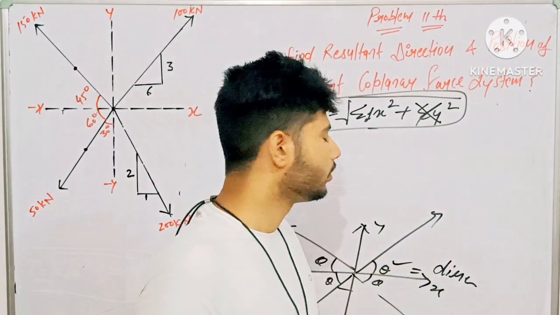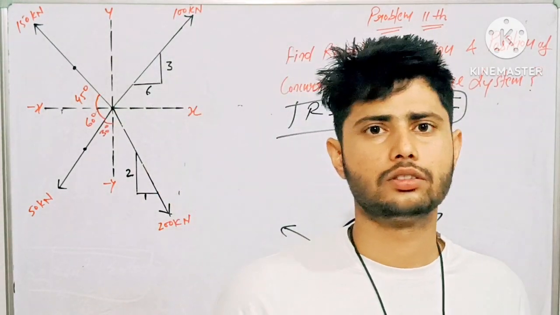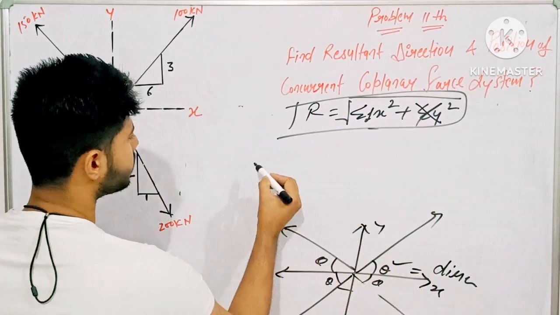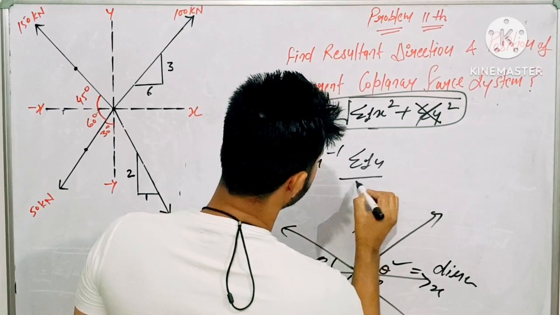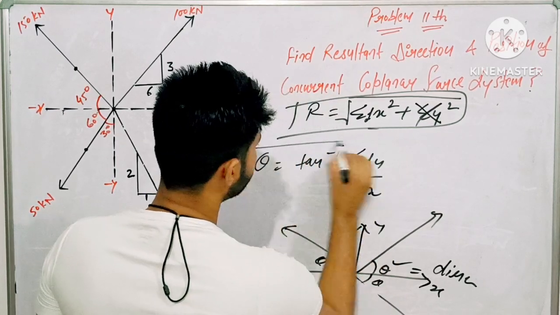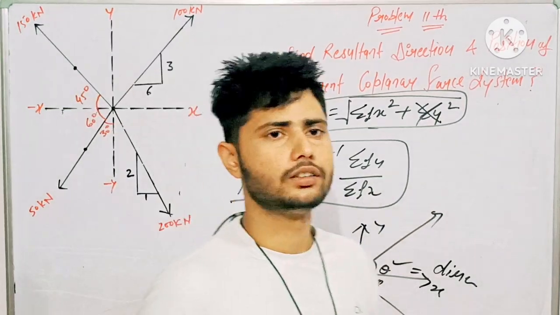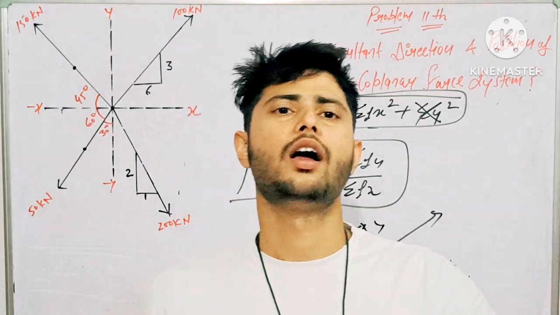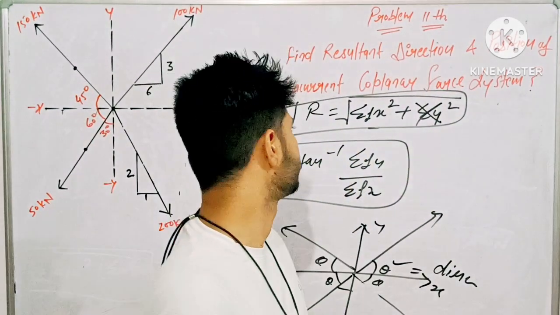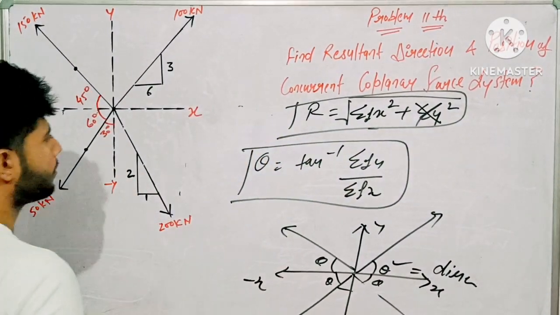So we have a direct formula to find the direction, that is theta equals tan inverse of summation of Fy divided by summation of Fx. You can directly find the angle theta at which your resultant will go from the x-axis. Next, how can you find the position?